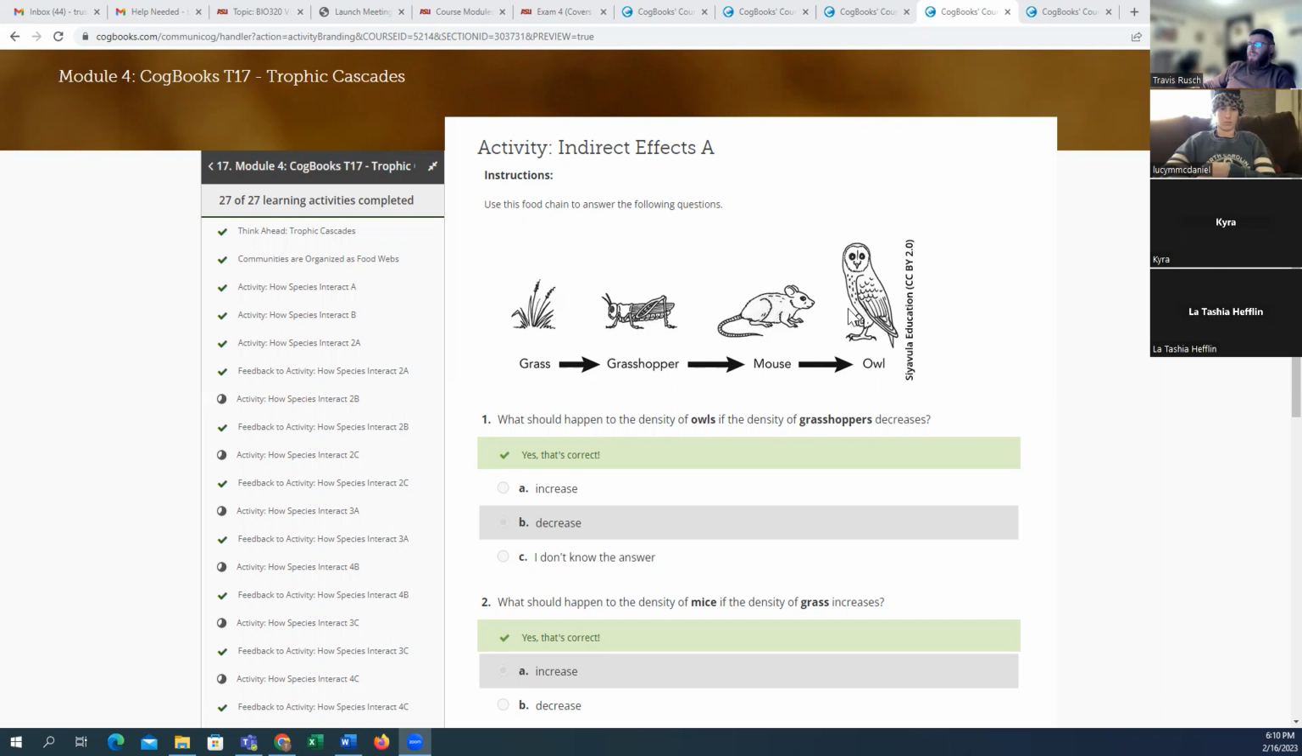Exactly. What does that mean for the grass then? The grass will increase. Yeah, exactly, right? If the grasshopper population goes down, and it's a predator of the grass, then one step back would mean the grass would probably increase in volume or density.